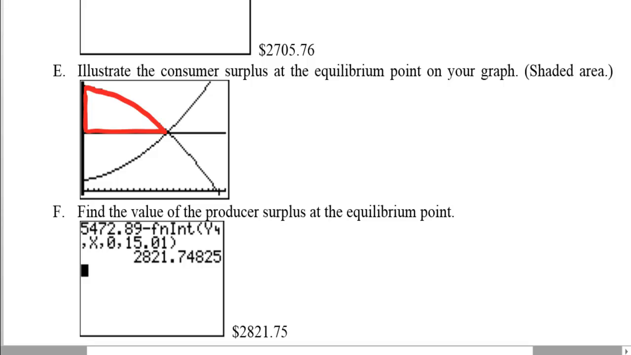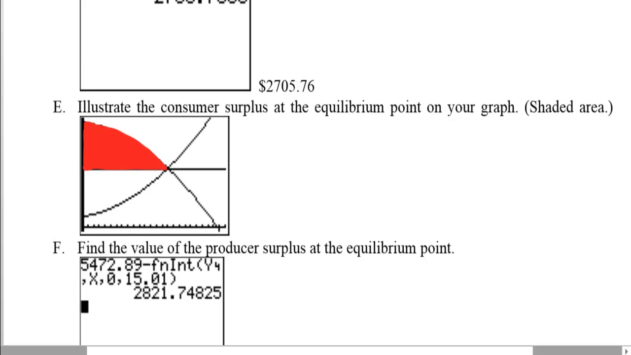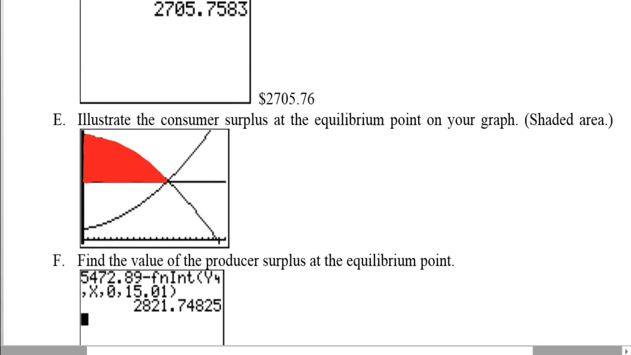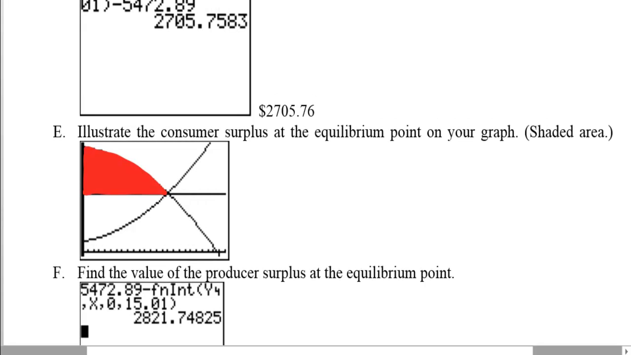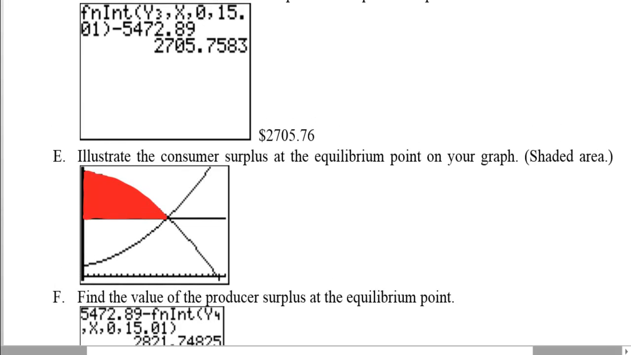Now, find the consumer surplus at the equilibrium point. Okay, consumer surplus is, and then illustrate it. So this red here is the consumer surplus. It's the area under the demand curve that's above that part that's actually changing hands at the market equilibrium. So if we integrated the demand curve, we would get it all the way down to here, but what we need to do is subtract off what's in this rectangle right here. What's left is the red part, which is the consumer surplus.